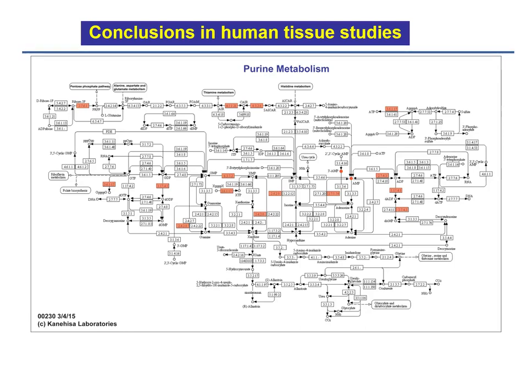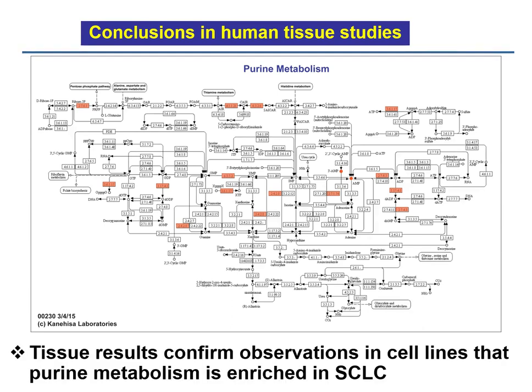This is the KEGG purine metabolism map. The rectangle represents the enzyme and the circle represents the metabolites. Highlighted are the enzymes and metabolites identified in our experiment in both small cell lung cancer tissues and cells. So we draw the conclusion from our tissue studies that the tissue result confirms our observation in the cell lines, and purine metabolism is enriched in small cell lung cancer.